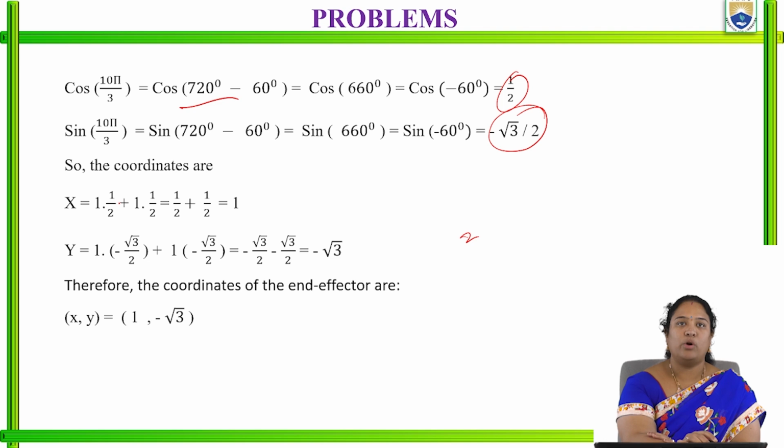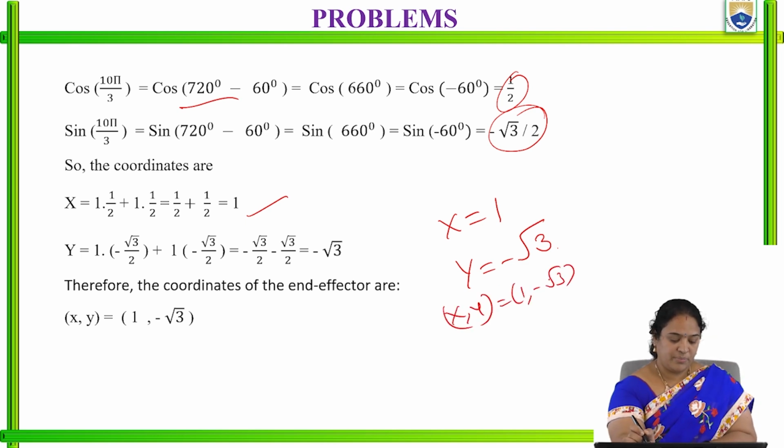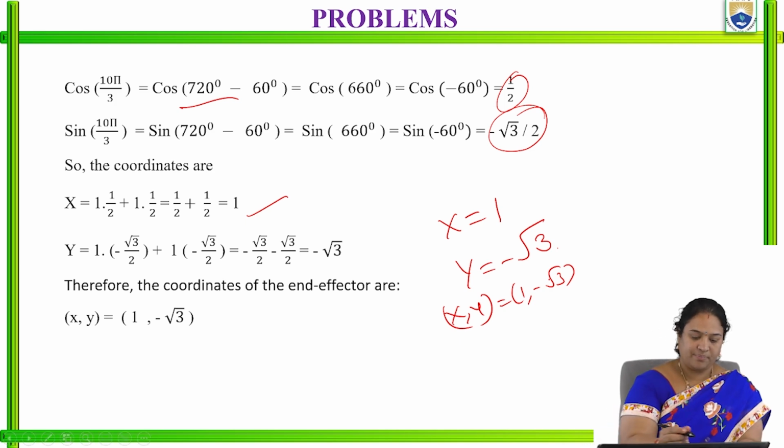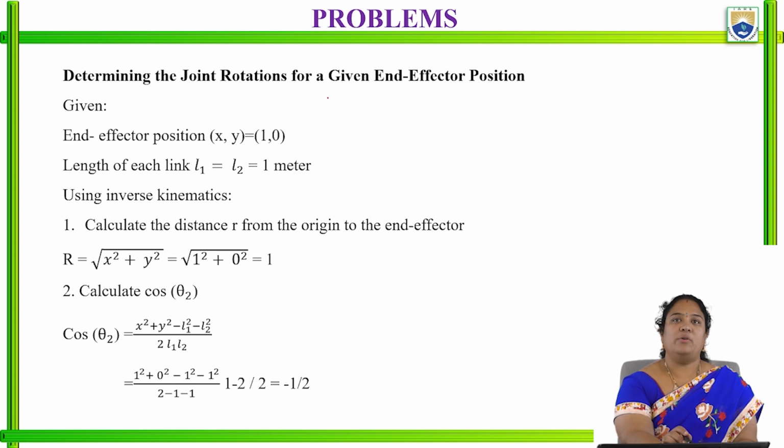So, the coordinates, whatever we are getting, will be equal to x is equal to 1 into 1 by 2 plus 1 into 1 by 2, which is 1. That is, x value will be equal to 1 and y value will be equal to minus root 3. So, these are the values of x and y, which is nothing but 1 and minus root 3. Now we need to determine the joint rotation for this particular term, right?